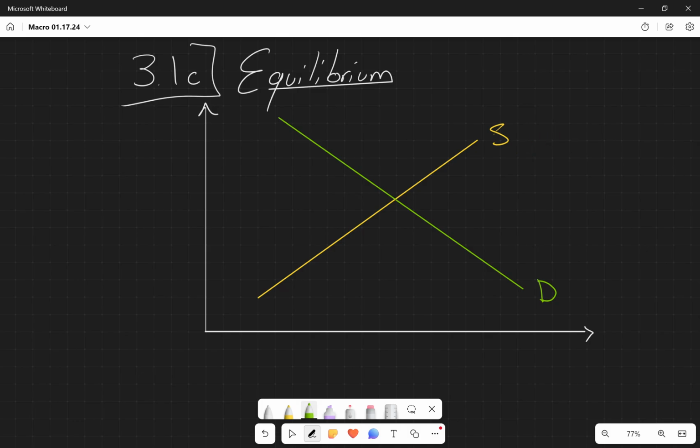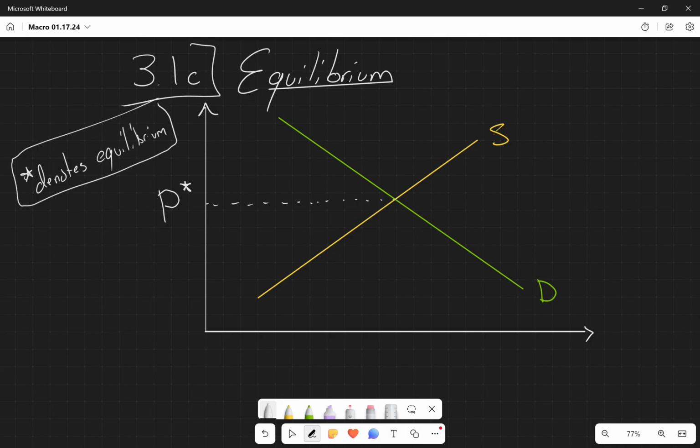So equilibrium is the magical place where they both meet. And so we draw a reflection from that X marks the spot, and then we label this P star. And this star denotes equilibrium. This is our price over here. This is our quantity over here. So we have a P star.